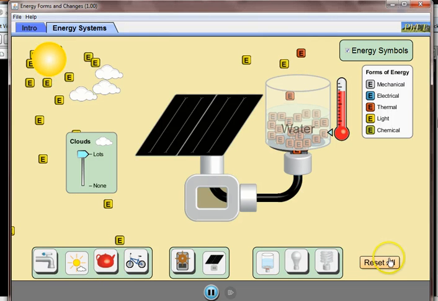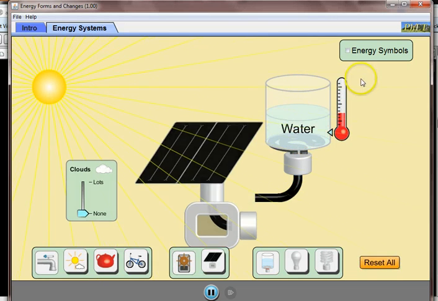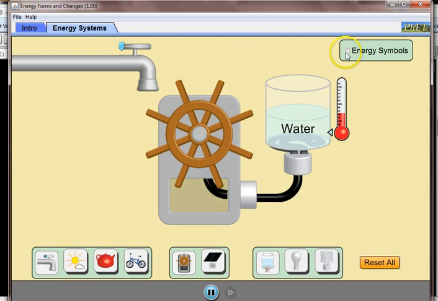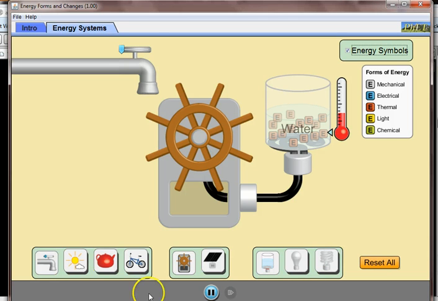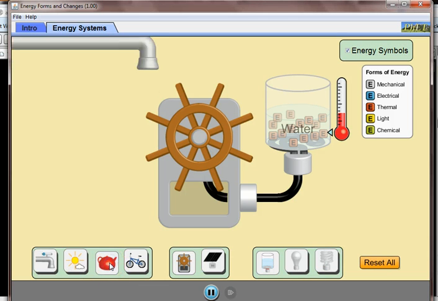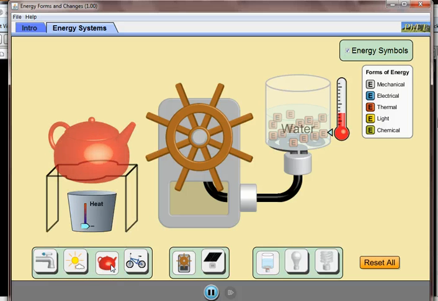Okay, let's do the reset now again. Now let's use the kettle. What does the kettle do? It produces steam, it has water in it. And the steam should rotate. Steam has a force, right? So it should rotate the wheel. So let's see if that is the case.